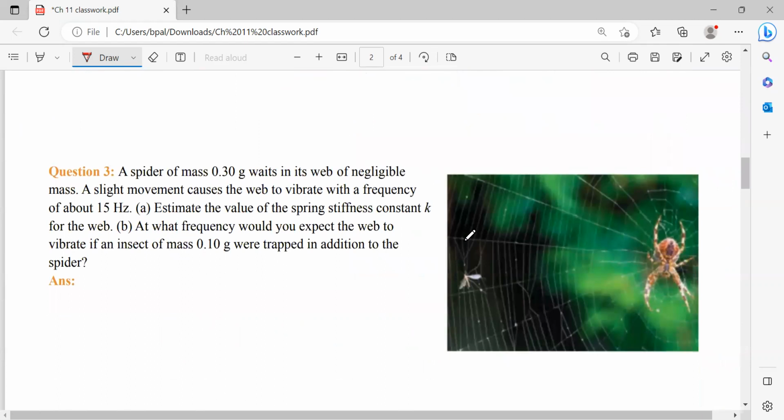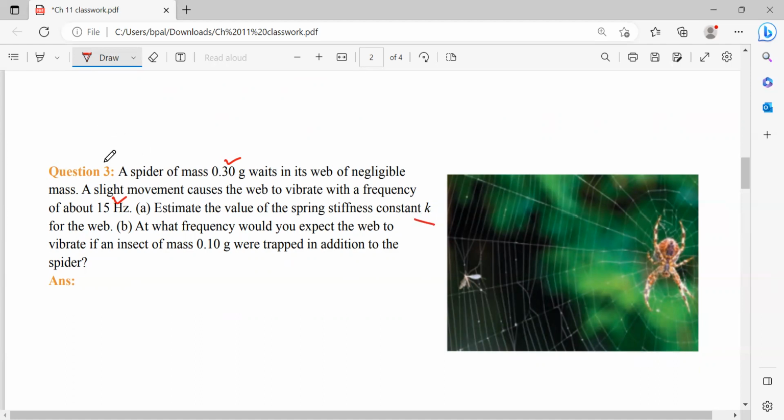So here we have a spider web. Here we have to model the spider web as a spring, and the spider and this bug as mass. So it's basically very similar to the spring mass system. This is the mass of the spring mass system, and this is the frequency of the spring mass system. First we have to determine the force constant.